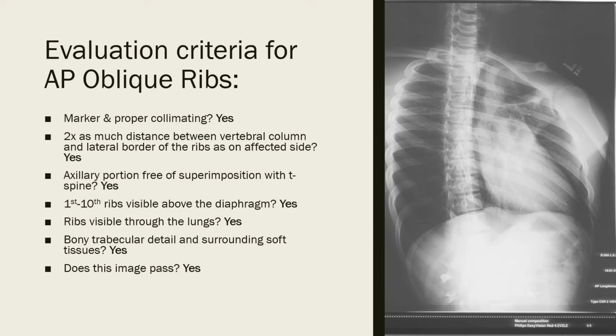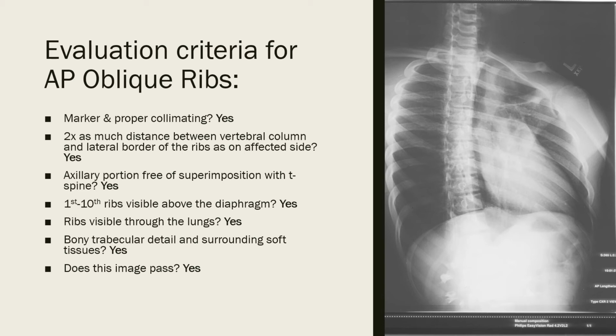Is there approximately twice as much distance between the vertebral column and the lateral border of the ribs on the affected side as is present on the unaffected side? In this image, yes, we have that. Is the axillary portion of the ribs free of superimposition with the thoracic spine? Yes.